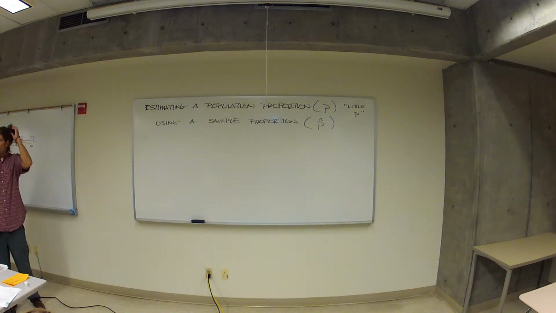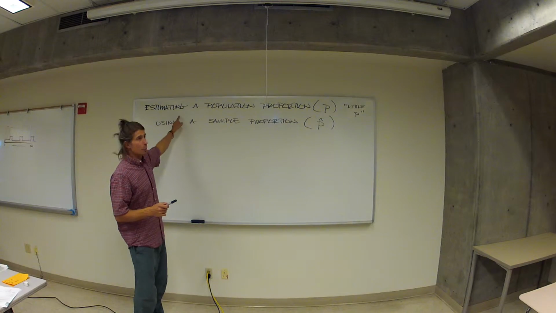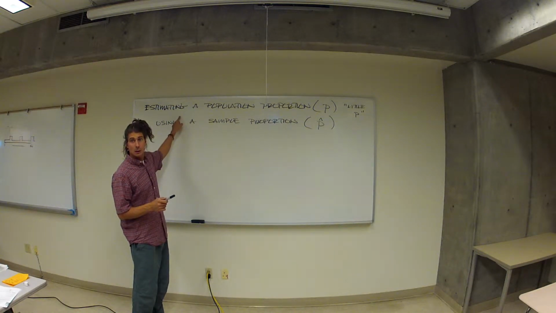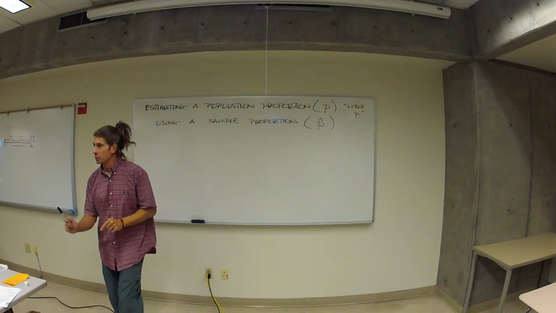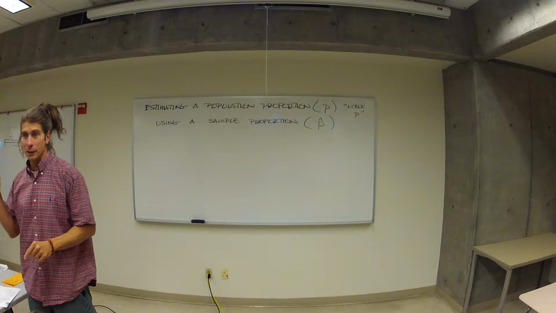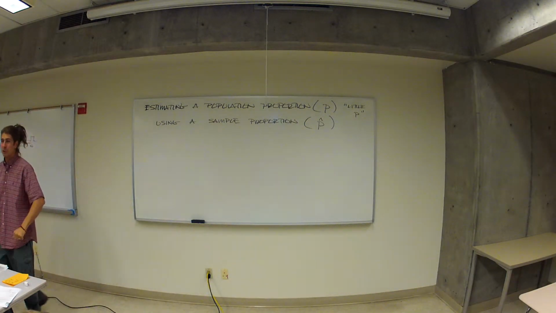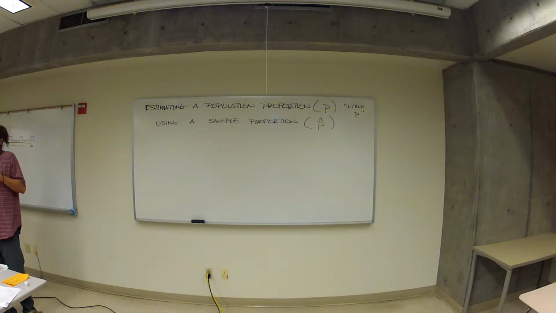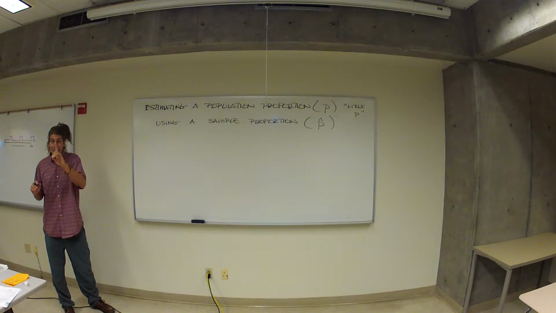There is an overriding goal, because we're going to estimate two parameters in this class: the population proportion and the population mean. The population proportion and the population average. And the overriding goal of both of those is the same.